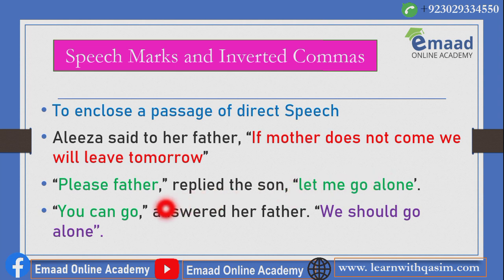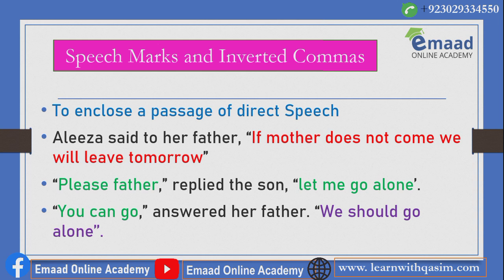"We should go alone." Actually, there is a little mistake, apologies for that. This is not a comma here. This is a separate clause. And here is the reporting speech, answered her father. In inverted commas or speech marks, as we also call them, we show the direct speech. Now, what's the difference between the three of them?